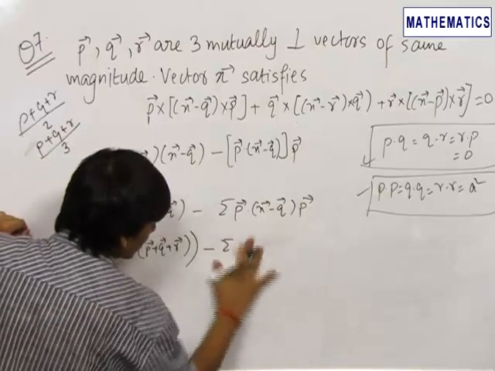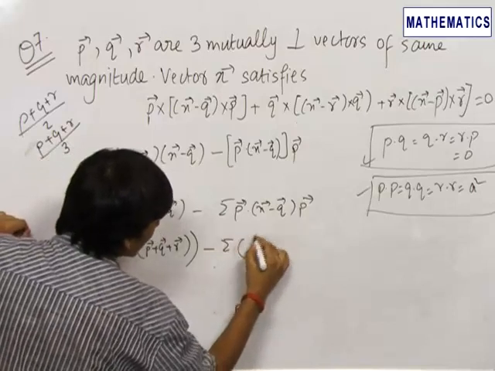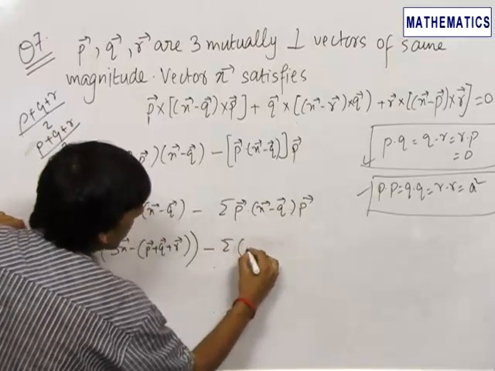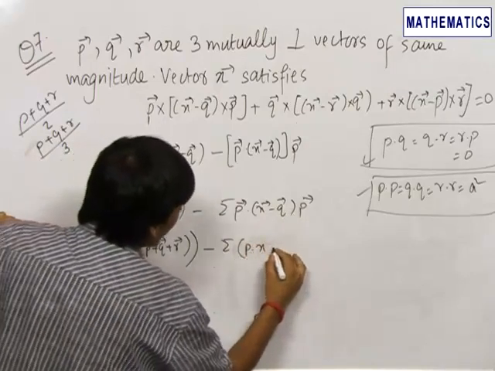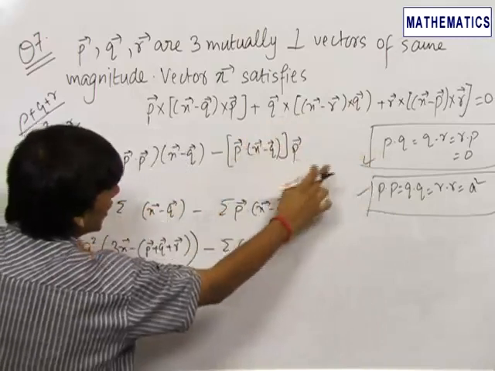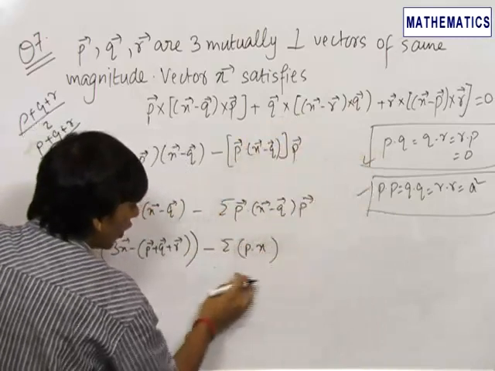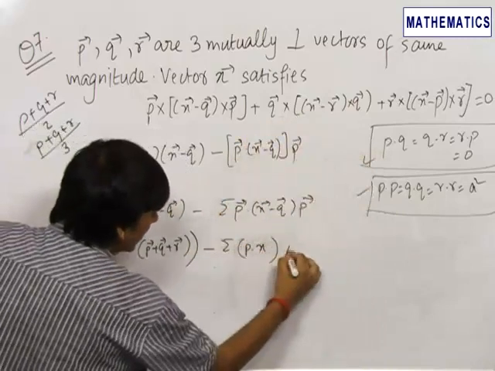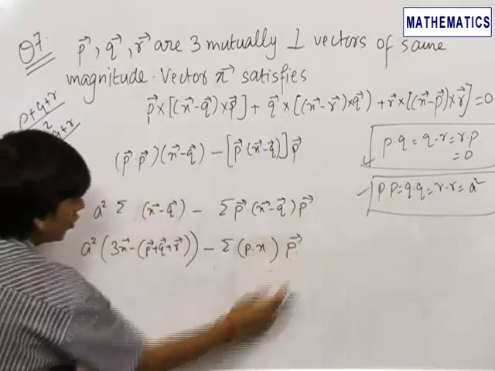Let us expand this also. This becomes P dot x minus P dot Q. P dot Q is 0. Similarly, we will have other terms Q dot R 0 and R dot P 0. Therefore, for all the three terms, that term can be cancelled. This becomes equal to P dot x into P vector.